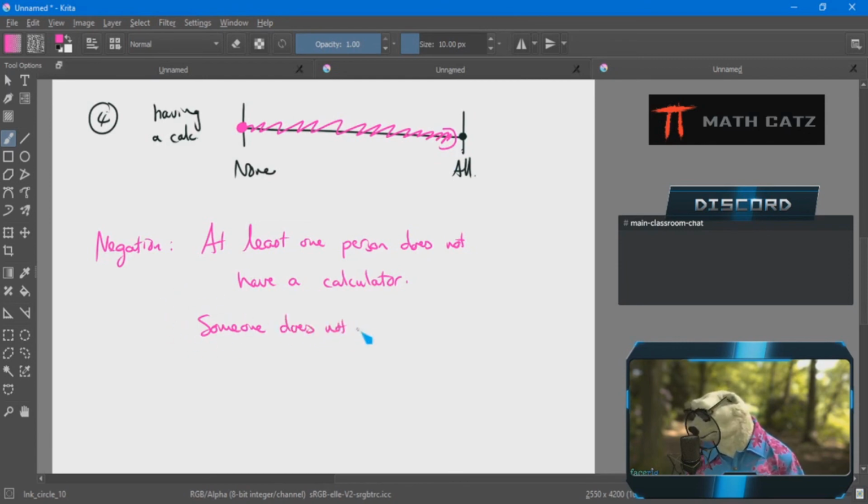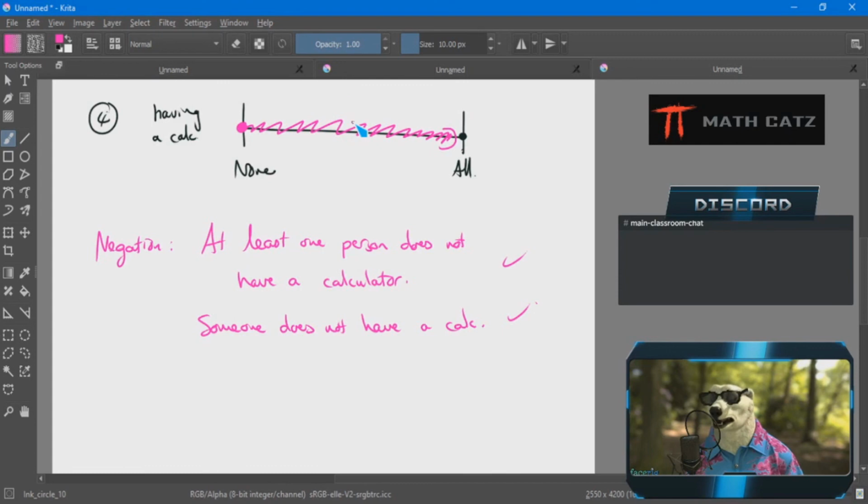Someone does not have a calculator. Those are all correct. I just want to get away from this black dot. I could be just beside it, and only one person doesn't have a calculator. The black statement is not true, the pink one is. Or I could have a 50-50 mix.